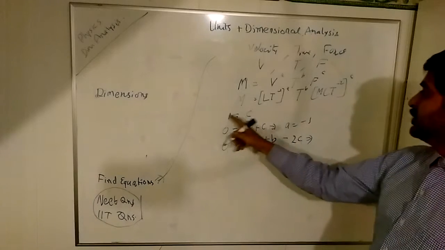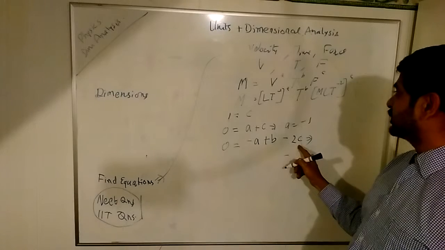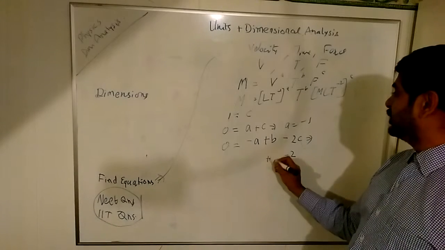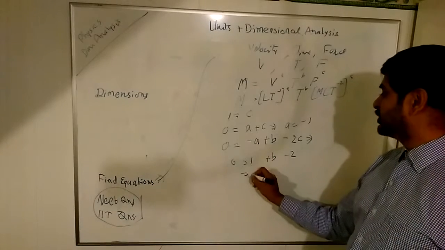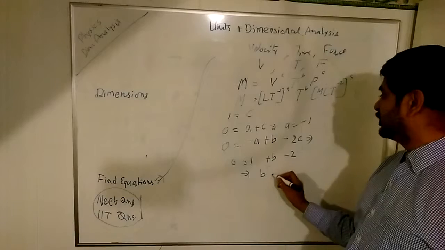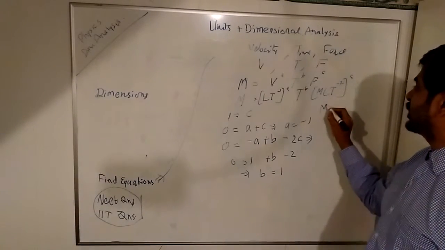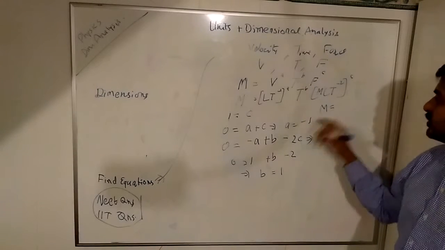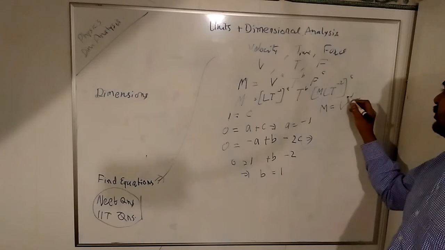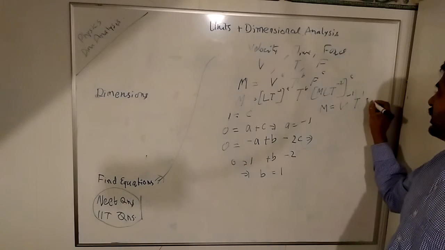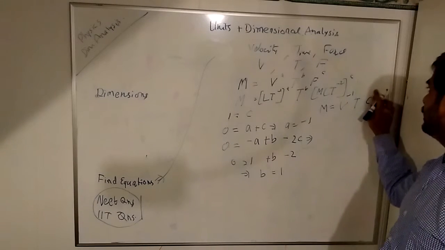c is 1, so it becomes minus 2 here, plus b here, a is minus 1, minus into minus 1 is plus 1, this is equal to 0. This implies b is equal to 1 minus 2, which is minus 1, goes this side, so b is equal to 1. If we substitute this, we can express mass as velocity to the power of minus 1, time to the power of 1, and force to the power of 1, that is, V to the minus 1, T and F.